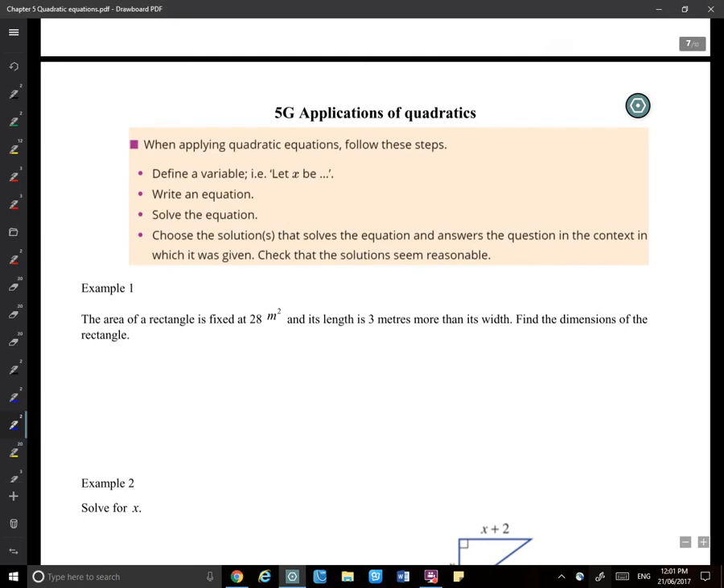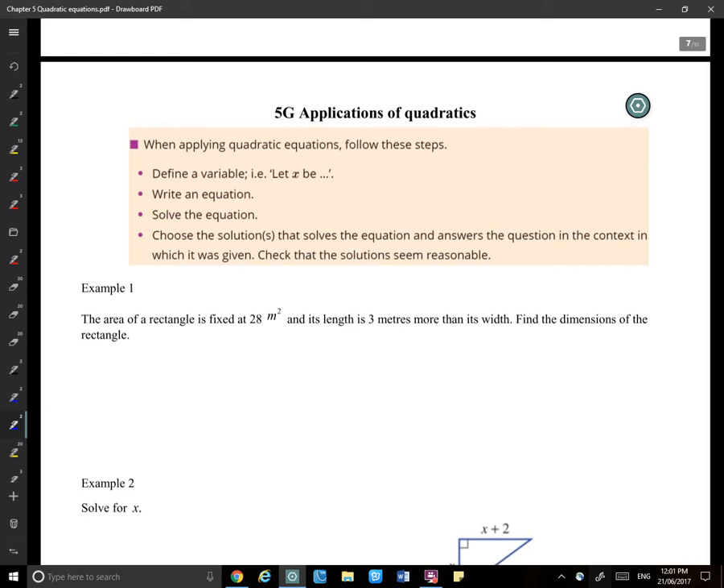Okay, when applying quadratic equations, the following steps will be used. First, we need to define the variable, unless the question already gives you x, like the question says this is x. Otherwise, you need to define it first. So let the length be x or let the area be x. You need to define what x is.